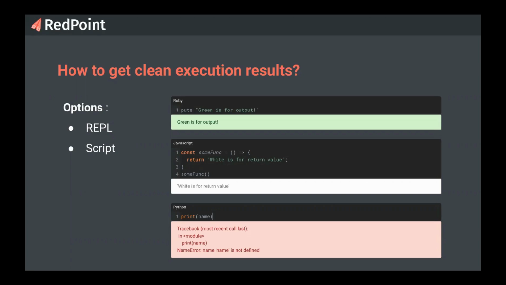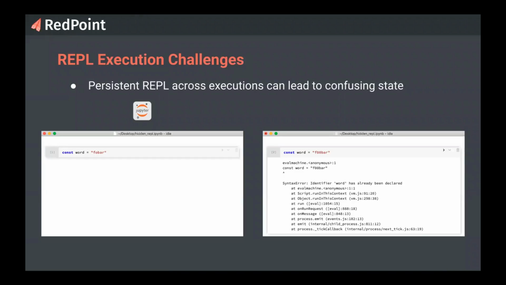So the two options we considered, or two options before us, were to take our user's code and run it through a REPL and parse out the relevant data that we'd like to render. And then the other option would be to build a temporary file and execute that file as a script. So we'd build an RB file for Ruby cells or JS, etc.